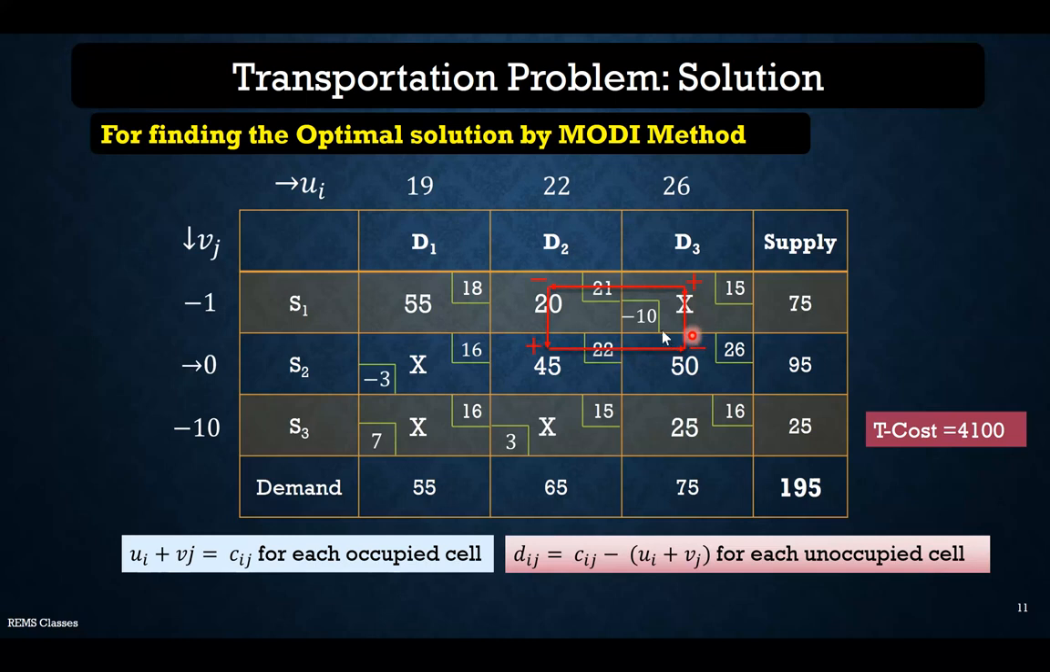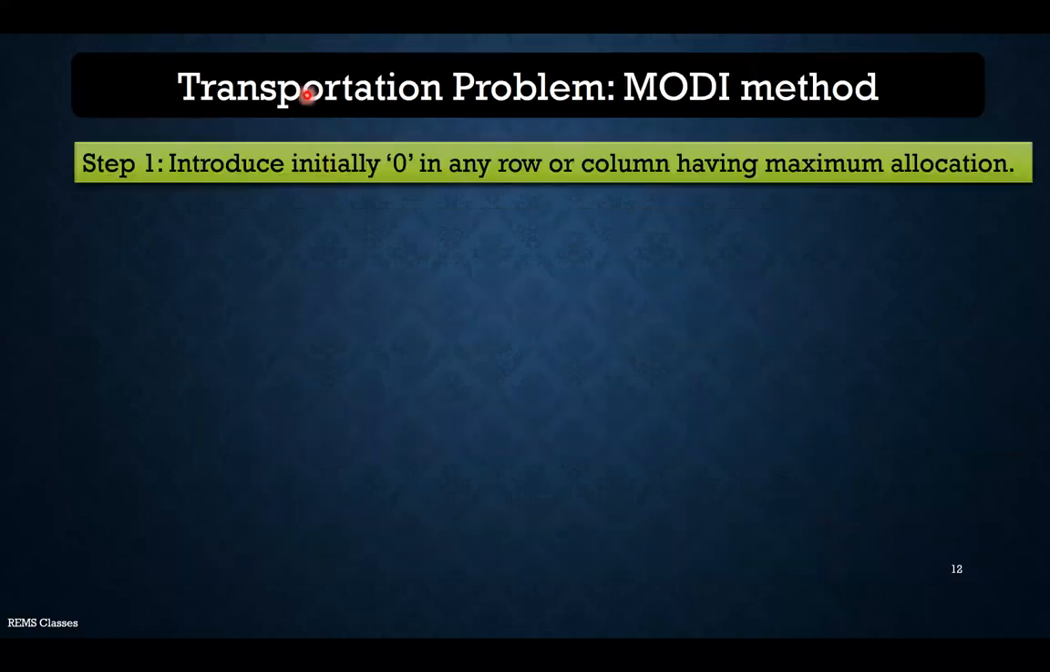So these are the steps we have followed here. What are the steps we have followed? First step, we initially introduced 0 in any row or any column, and we have to introduce 0 in such a way that the row or column must have maximum allocation.